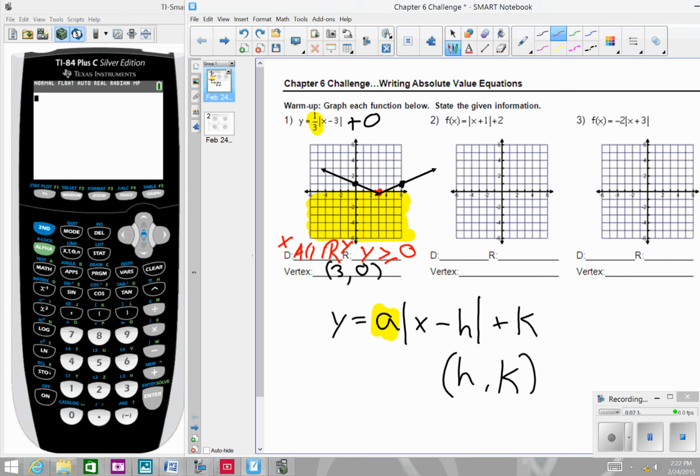Okay, so if you have any questions, you could ask me as I walk around the room. But I would want you to go through and try number 2 and number 3. I would want you to graph, tell me what the vertex is, and go through and tell me what the domain and range are. Pause the video, work through those two. Once you're done with those two, get them checked by me, and then move on to the next section. Thank you.